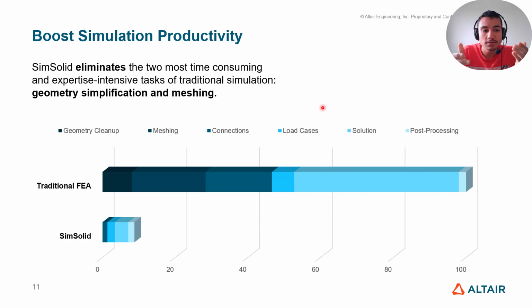And the key point here is that SimSolid eliminates two of the most time-consuming tasks of the finite element method, which is the geometry simplification and meshing. And apart from that, SimSolid also automatically creates contacts and identifies other connection types like bolts and welds, for example. So we are saving a lot of time during pre-processing, and we can do a lot more loops and design iterations for a particular model.